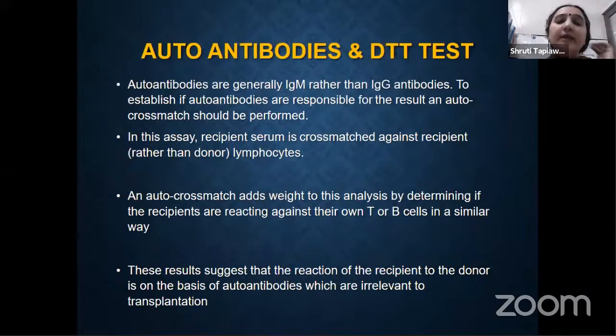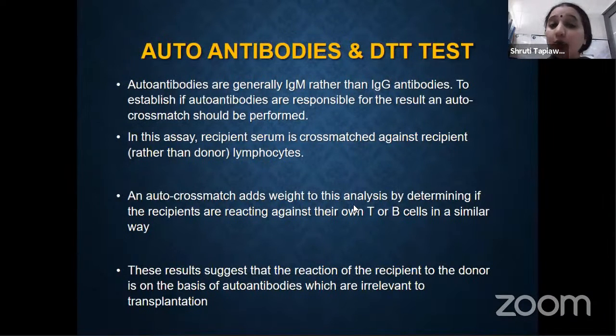So what do I do immediately when I see a positive test in my lab? I will say that, okay, this can be autoantibodies. Look at the profile of the patient. This can be IgM antibodies rather than IgG antibodies. IgM are not relevant to transplant. They do not cause rejection response.